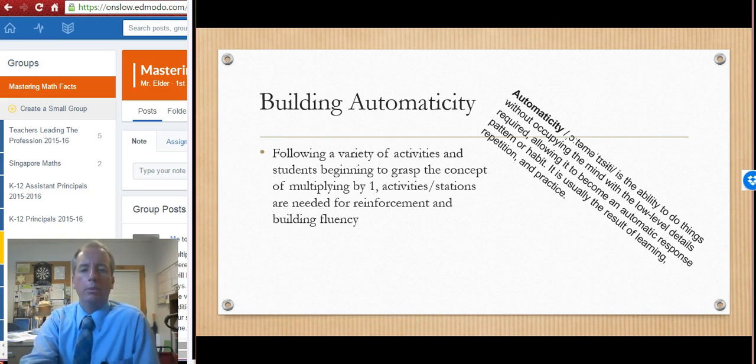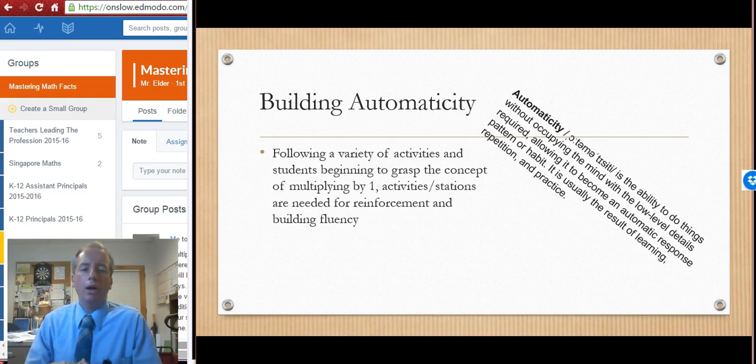And so again, we remember that automaticity is building this automatic response, this idea that I know this so well, it's so connected, it's not memorized, but it's so connected in my brain to so many different schema that I can just grab it whenever I need it.